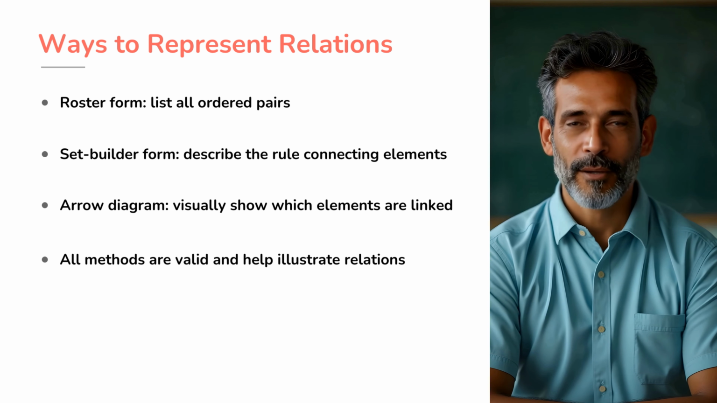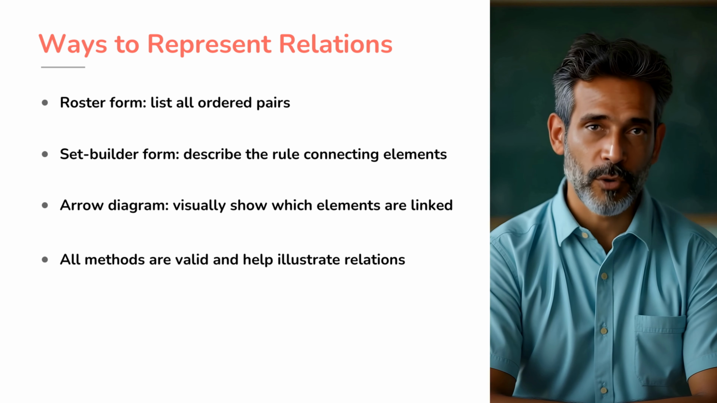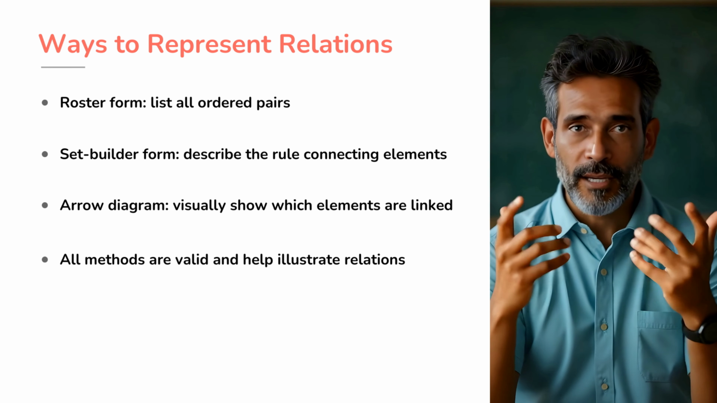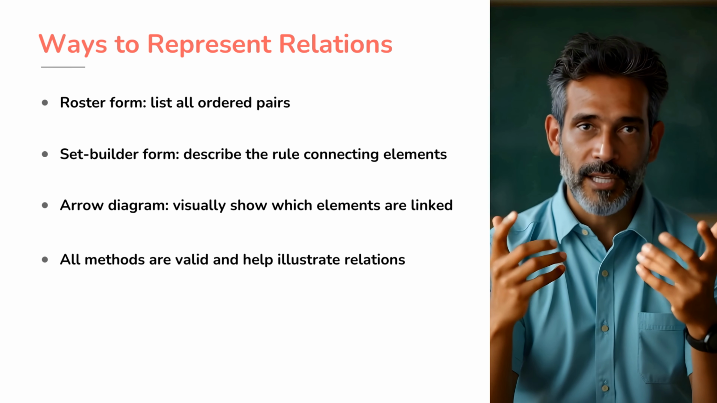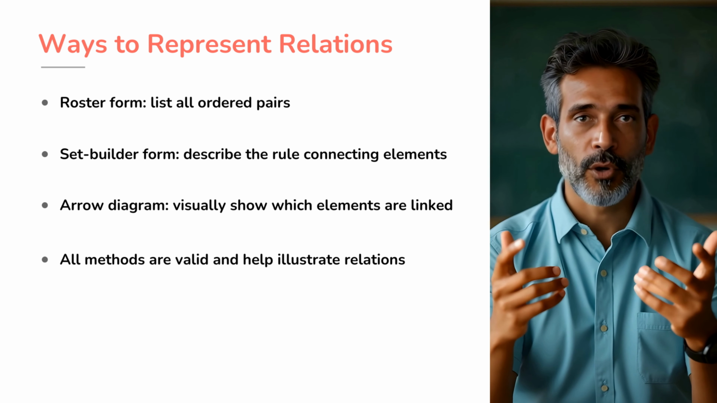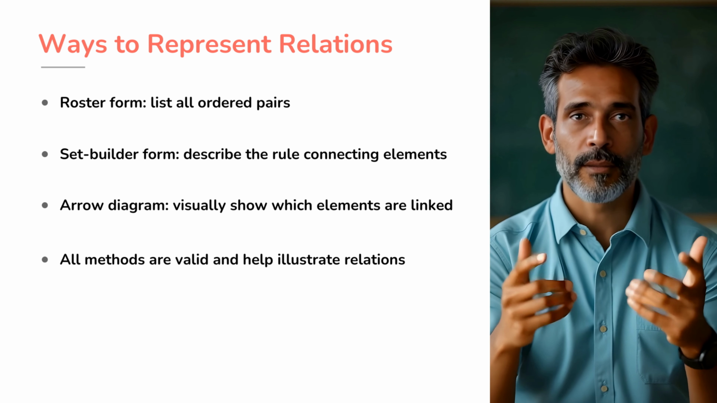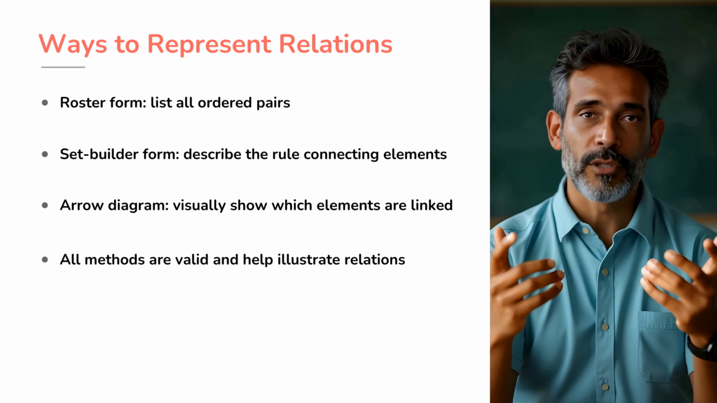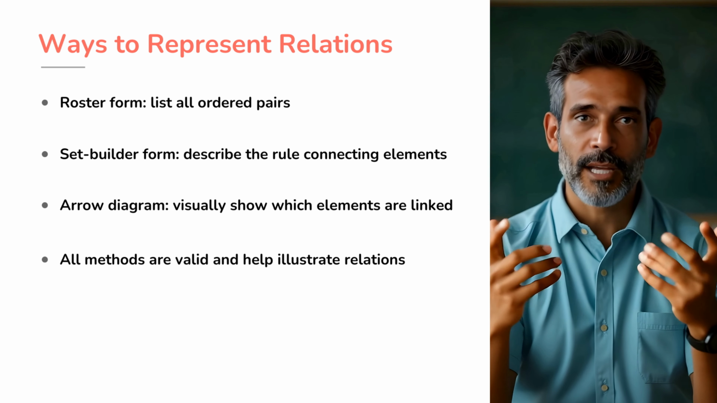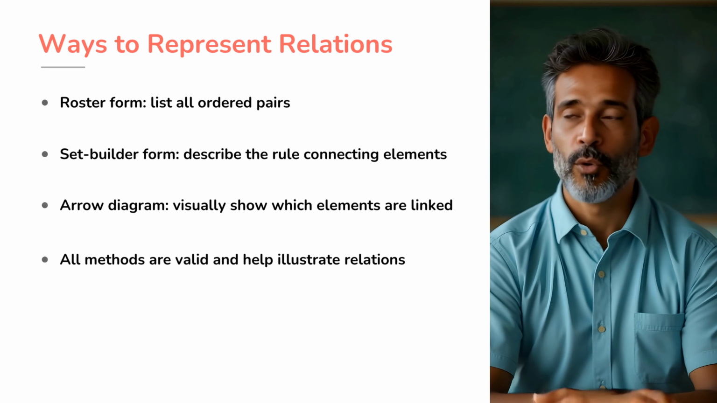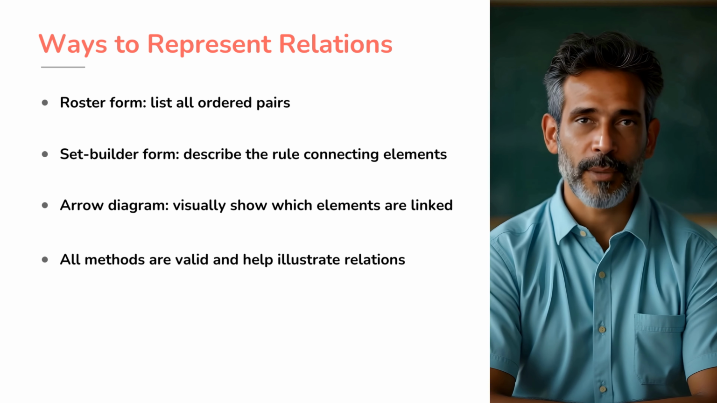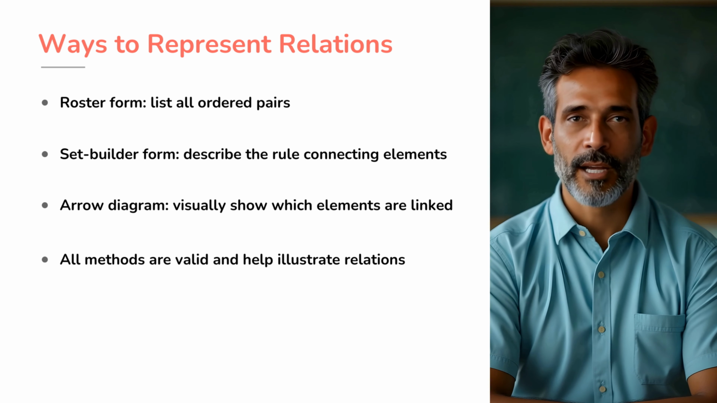R = {(x, y) such that x is the first letter of the name y}. Third, arrow diagram. You can also draw arrows from each element of set A to the elements of set B they are connected to. This visual method makes it easy to see which items are paired at a glance.